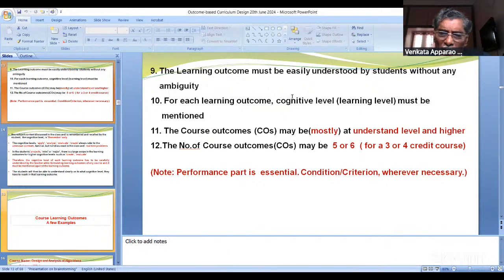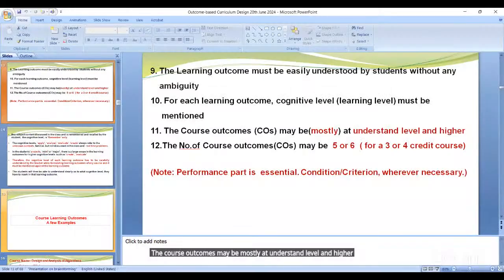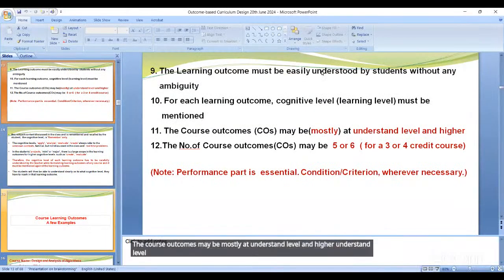The course outcome, understand level and higher. Higher is not shown here. It is hidden. Understand level and higher. Please note this point. Not at understand level. Understand level and higher.